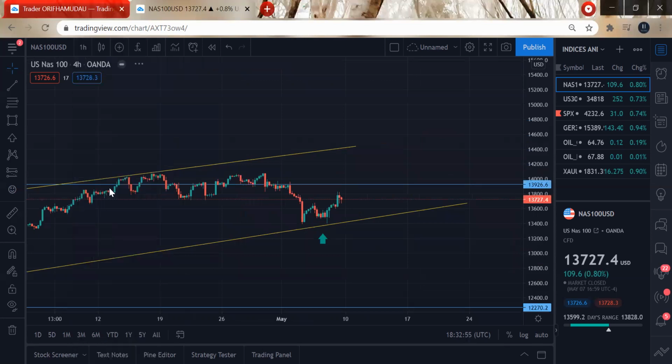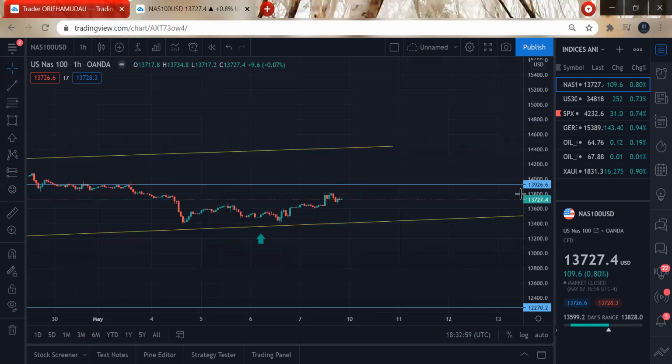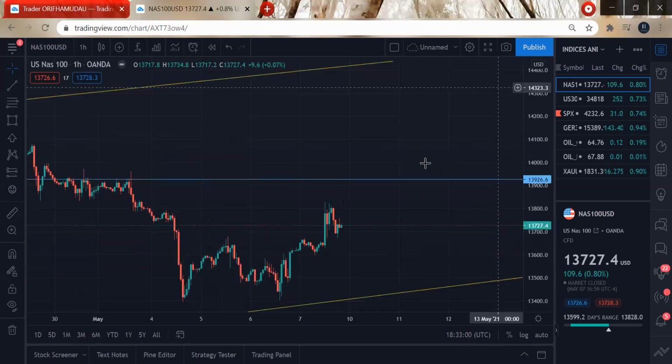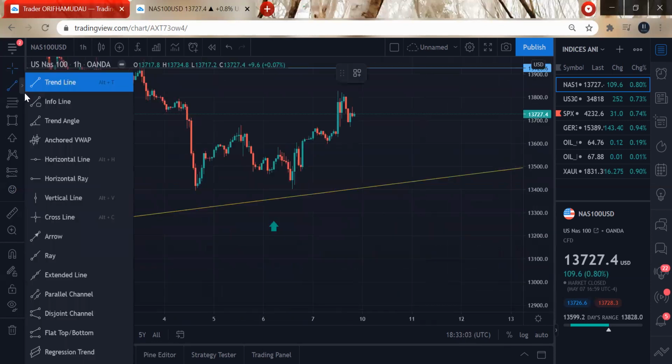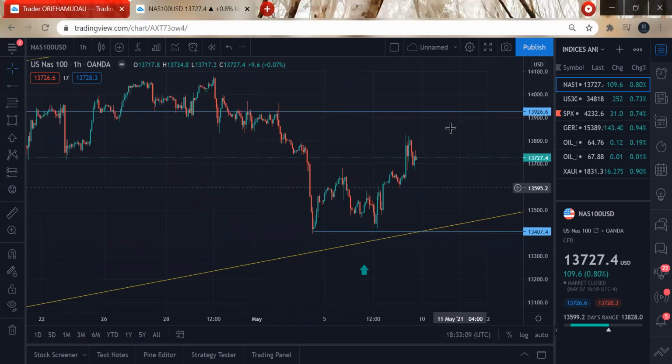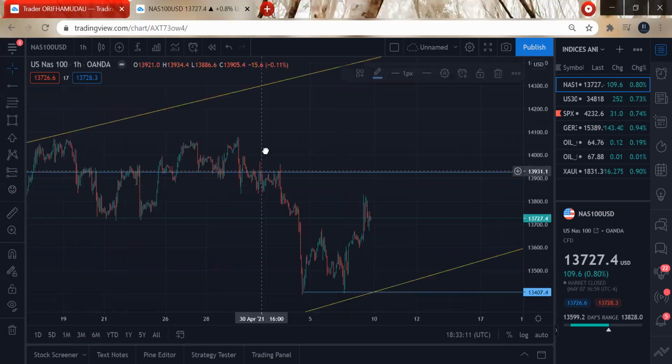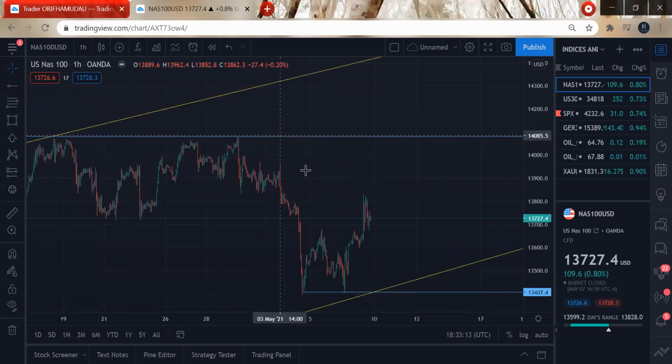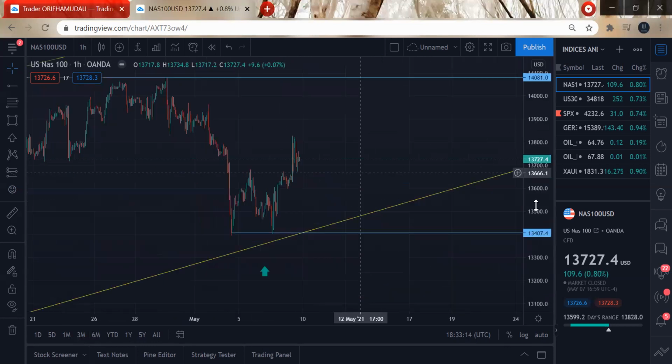So I just dropped down the degree to the 1 hour. Okay, what do I see on the 1 hour? You have a double bottom here, double bottom here. Then the highest point on this 1 hour. There we go. Okay.